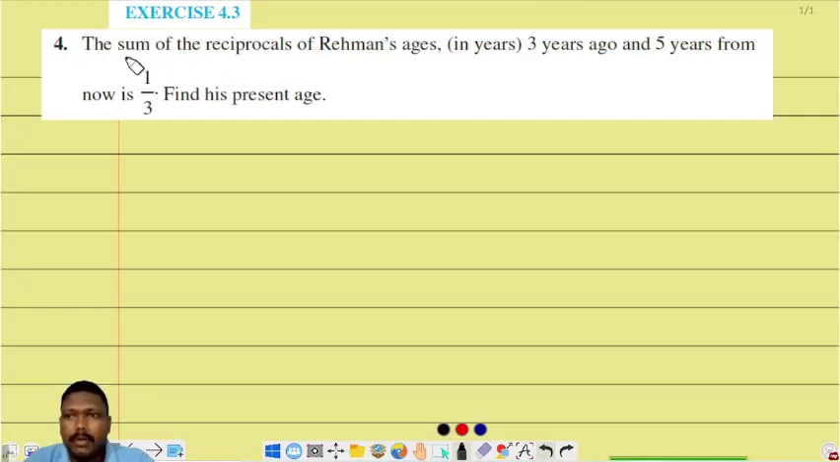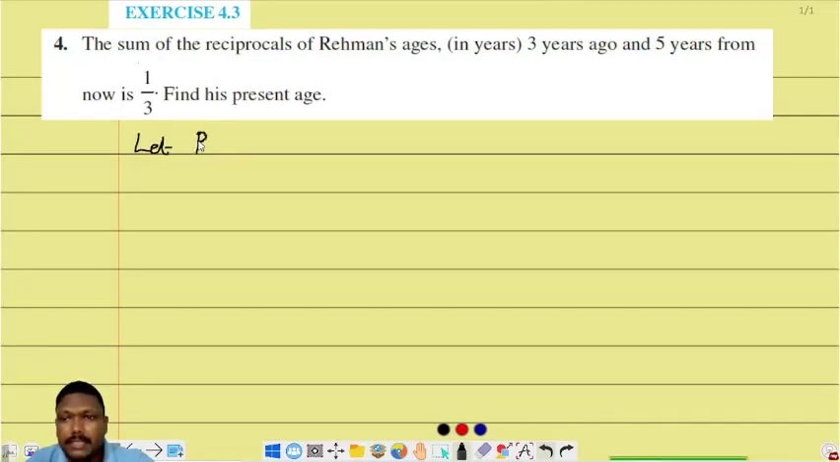What is question number 4? The sum of the reciprocals of Rahman's ages 3 years ago and 5 years from now is 1 by 3. Find his present age. So we can take the present age.